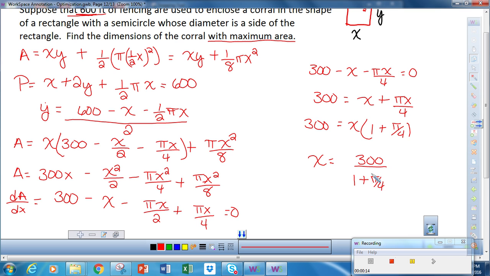Now, of course, I'm not going to check to see if this is a max or a min. I'm just going to trust that it's a max because it's ugly. And then, of course, to find y, I would have to go back and replace this beautiful thing into the formula for y to find the dimensions. And that's how you do that problem.